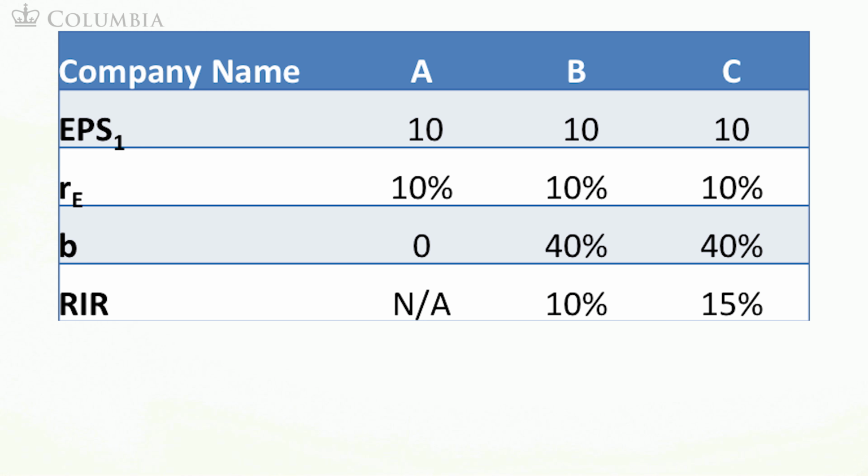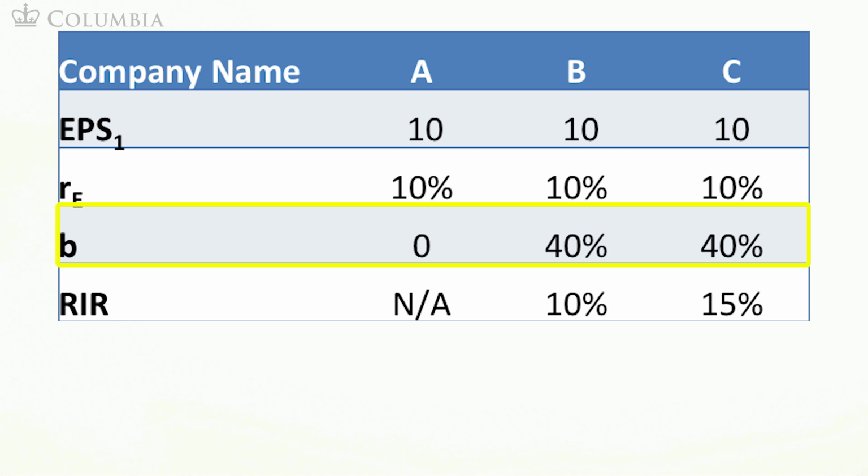Let's compute the share price of three different firms, A, B, and C. The table here shows information for these firms. Earnings per share next year will be $10 for all firms. We assume that these firms are equally risky and for that reason have the same cost of equity. Let's assume this cost of equity is 10%.